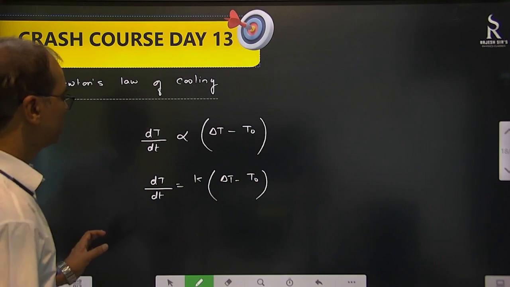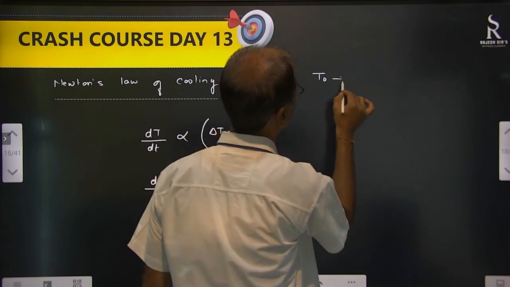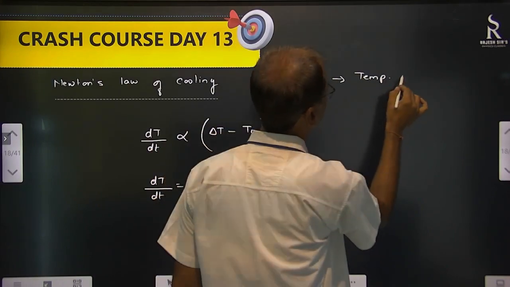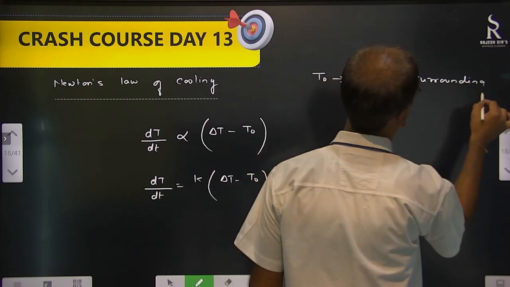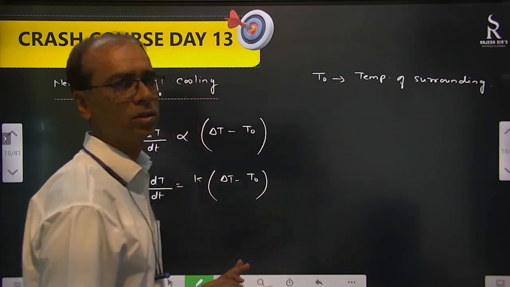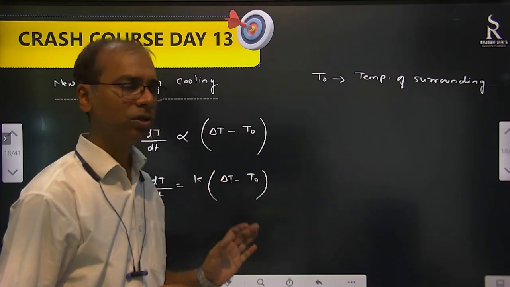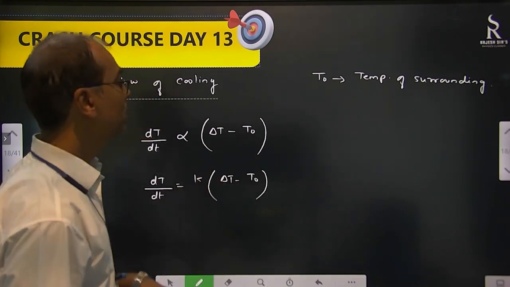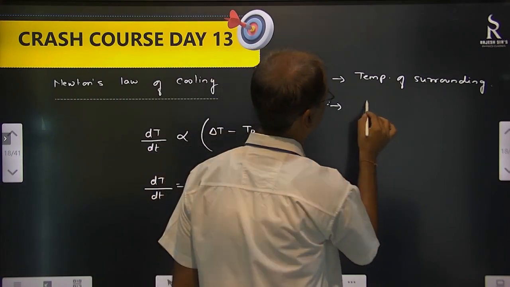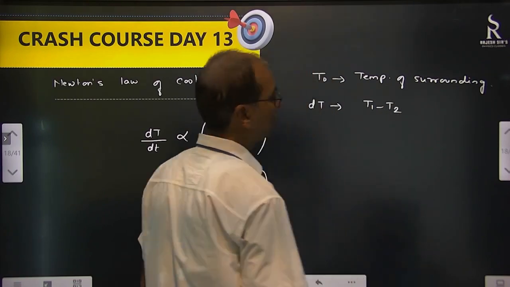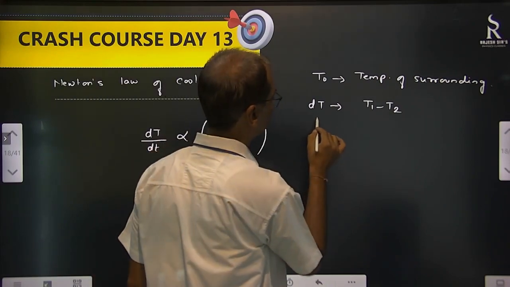Now what are these? What is dT? What is T naught? T naught is the surrounding temperature. The temperature of the surroundings is going to remain constant, because the body is the one losing the heat. The surroundings temperature is not going to change. dT here represents the temperature change of the body, that is T1 minus T2. Suppose T1 is the initial temperature and T2 is the final temperature.